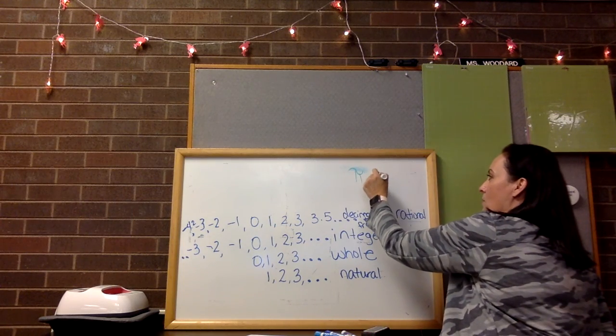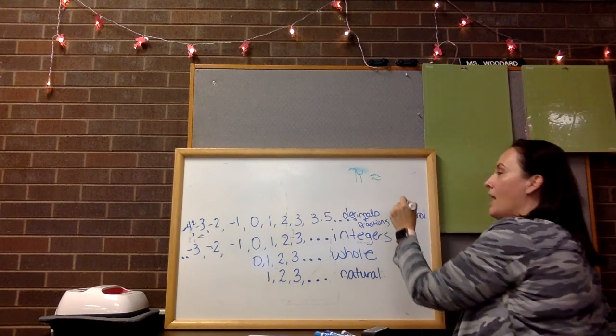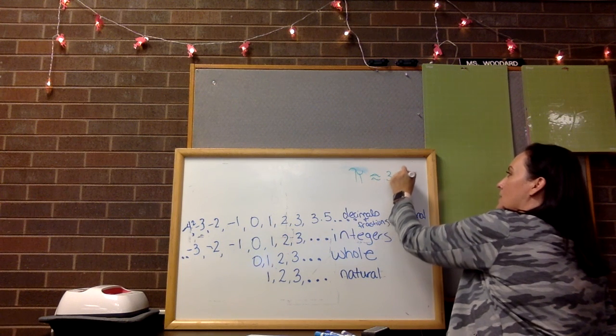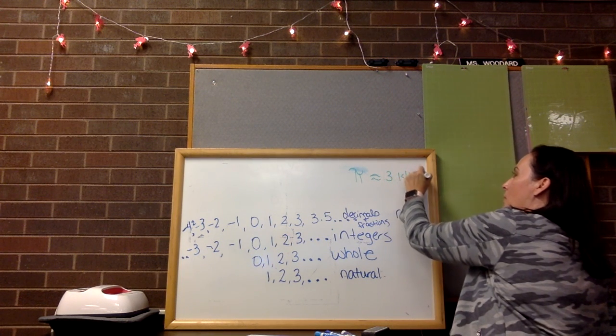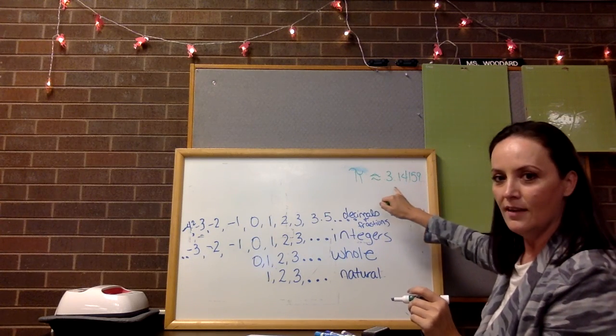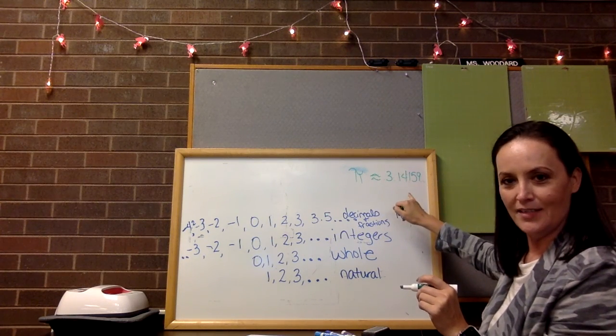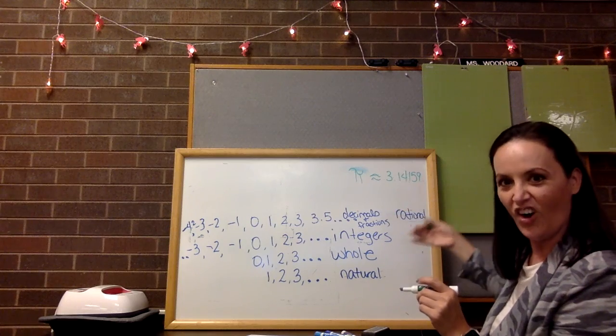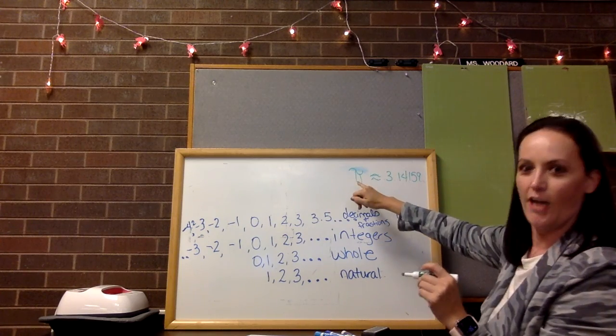Pi is approximately, we don't even have an exact value for it. It's got that 3.14159, and so on. It keeps going and going and going. Nothing repeats. It makes absolutely no sense. There's no repeating and it does not ever end. This is an odd number.